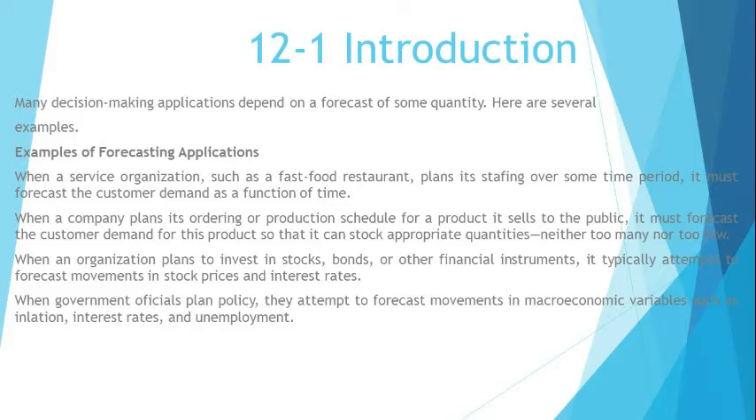When a service organization, such as a fast food restaurant, plans its staffing over some time period, it must forecast the customer demand as a function of time. When a company plans its ordering or production schedule for a product it sells to the public, it must forecast the customer demand for this product so that it can stock appropriate quantities, neither too many nor too few.